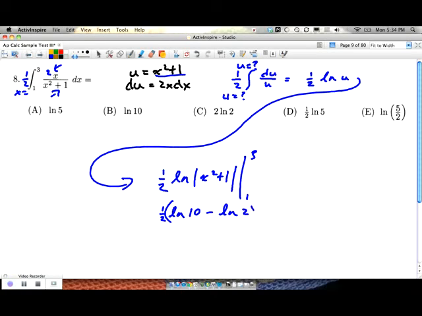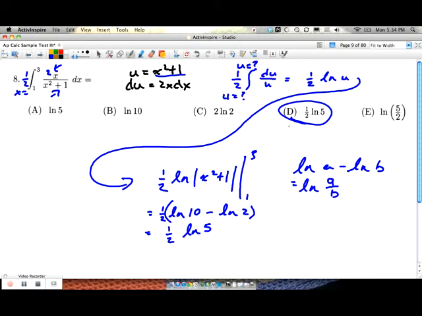Notice that none of these have two terms, so that means that we're going to have to somehow compress this into one term. And we know that the natural log of a minus natural log of b is going to be natural log of a over b. So we're going to change this. This now becomes 1/2 natural log of 10 over 2, which is 5. The answer would be D.